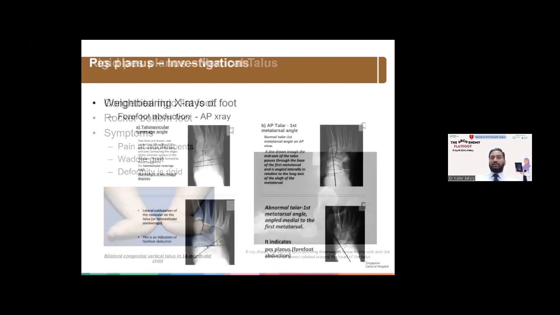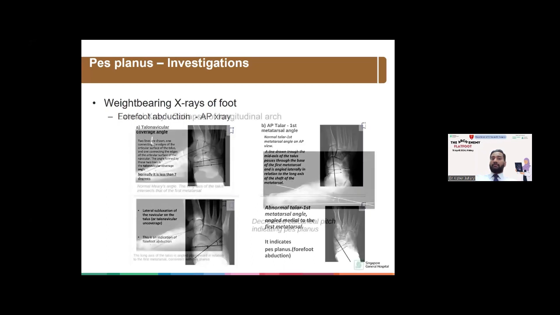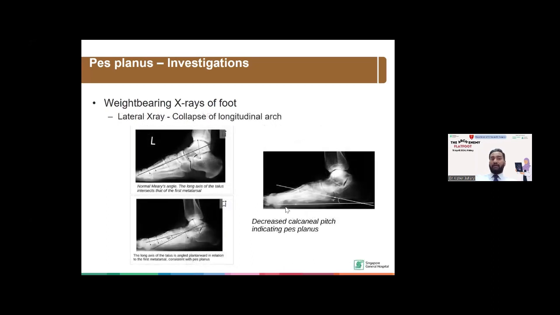So what are the investigations that we do? We always get x-rays done for our patients, and they're always weight-bearing x-rays of the foot, AP, anterior posterior, as well as the lateral x-rays. There are certain measurements that we do in order to assess to what degree this is pes planus. The more important one is the lateral x-ray, where we look at how the arch has collapsed. There are different angles that we measure, including one which is called the Meary's angle, and another which is the calcaneal pitch, which tends to indicate pes planus.